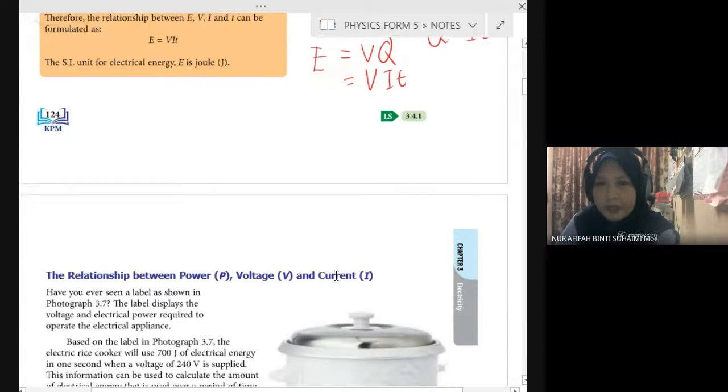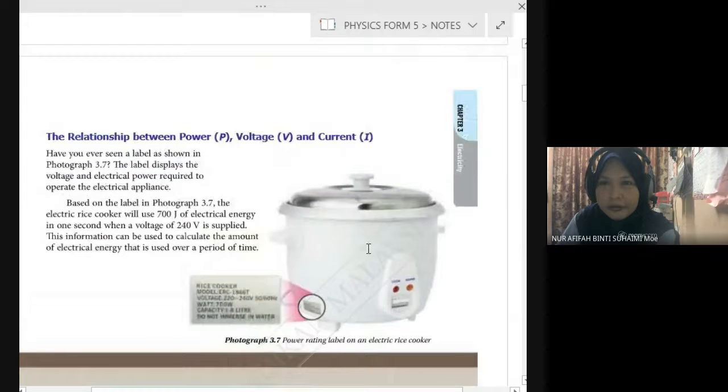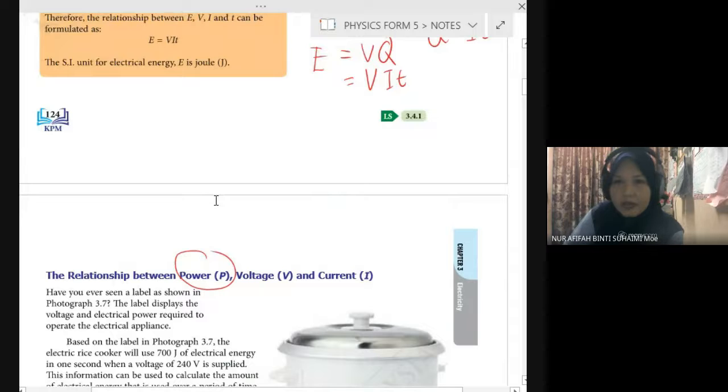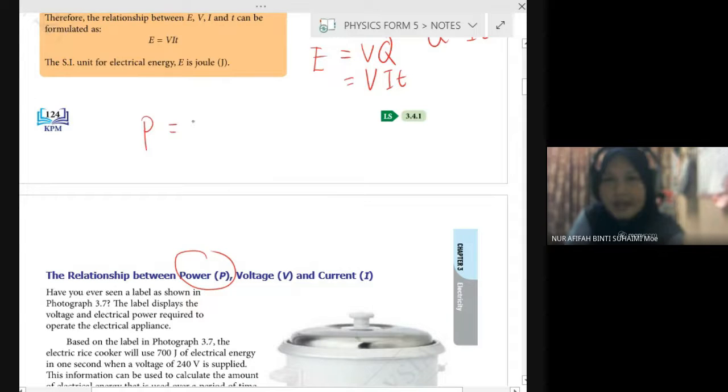Okay, now next, E equal to VIT. Kita relate lagi dengan power. So we know that power, biasa dekat tajuk lain, dekat topik lain, power is the rate of energy. Means that E over T. Rate of work done. Rate of energy or rate of work done. So P equal to E over T.